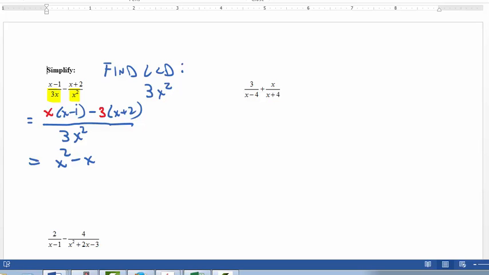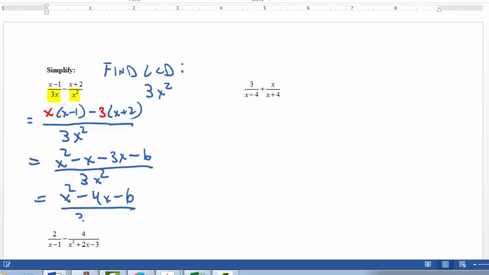And then here, this is the advantage of writing it in this form as one single fraction. Now that I have it in this form, I can see that I'm actually distributing a negative 3, right? Because this was subtraction. So this becomes negative 3x, and then negative 3 times 2 is negative 6 all over 3x squared. And then I just combine the like terms here. So this is just x squared minus 4x minus 6 all over 3x squared.